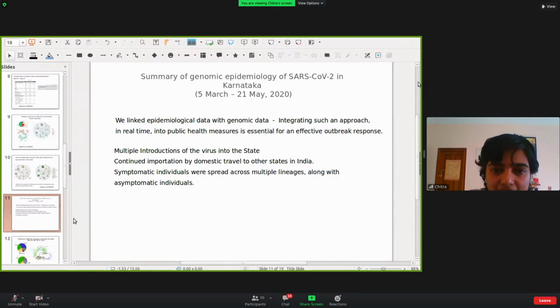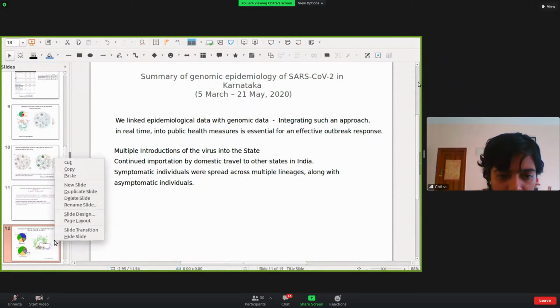So what we did in that study was basically we linked epidemiological data with genomic data. And we think that this kind of approach, doing it in real time, is necessary for an effective outbreak response. And what we figured out from that was there were multiple introductions of the virus into the state. There was continued importation by domestic travel from other states, even during lockdown. Symptomatic individuals were spread across multiple lineages. So there was at that time no variant that seemed to be causing more severe disease than others. And that is what our data showed us.